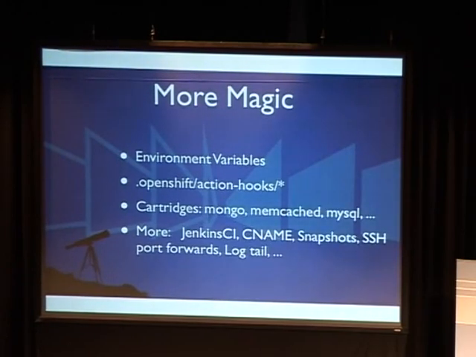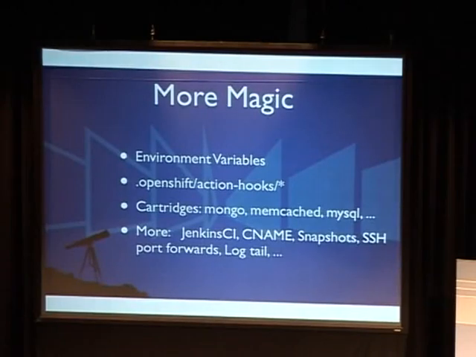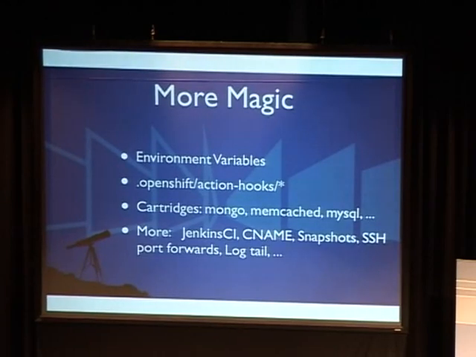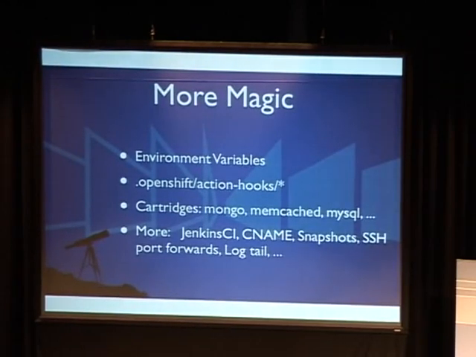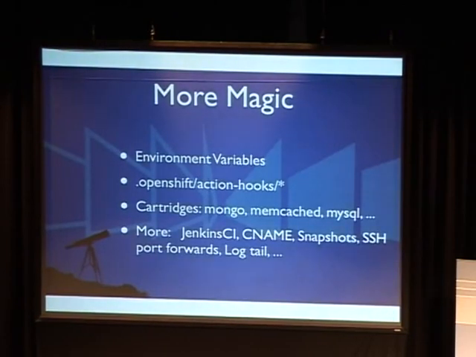If you don't like the kind of URL that we have, and I'm not a fan of it myself, the rhcloud.com one, you can CNAME it to something else. If your application is running and is stateful, like if it has a database server in it or a Mongo server or whatever, you can, using the OpenShift command API, snapshot it, and it'll give you a local tarball that you can then unsnapshot and restore your app later. SSH port forwards, logging, tailing the logs, more and more and more magic.